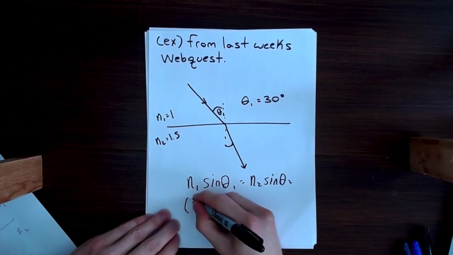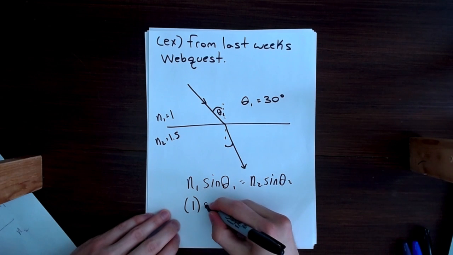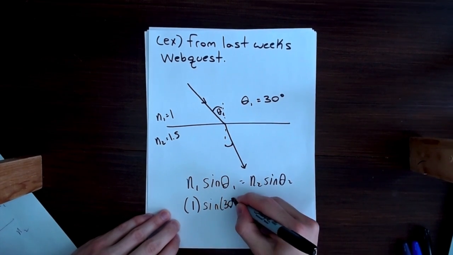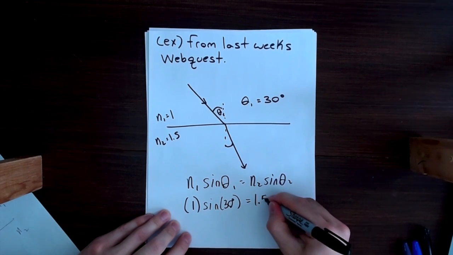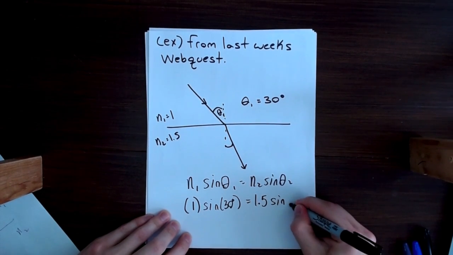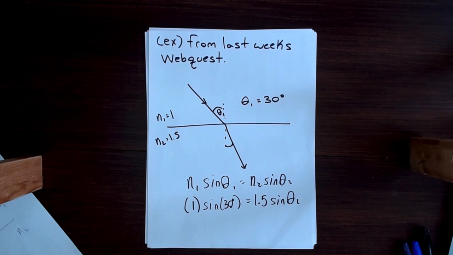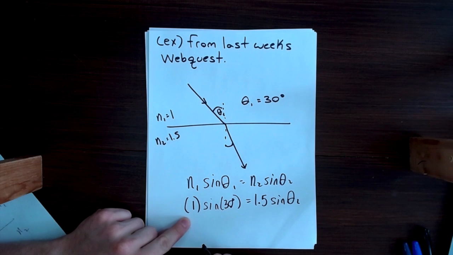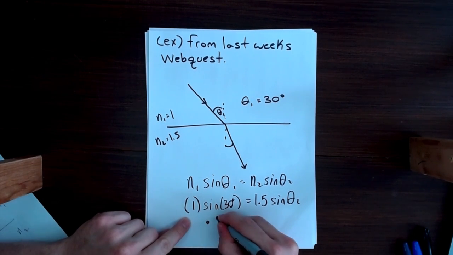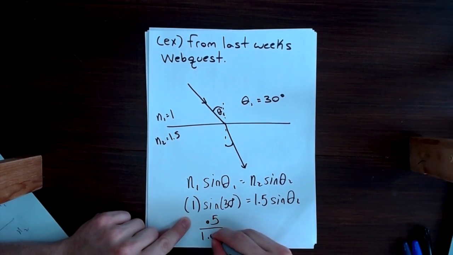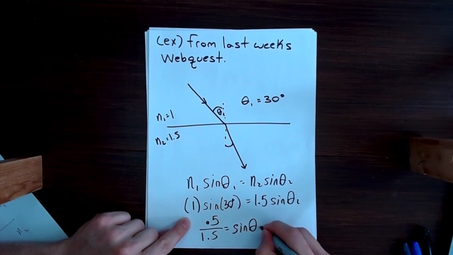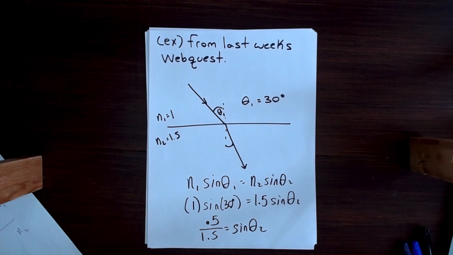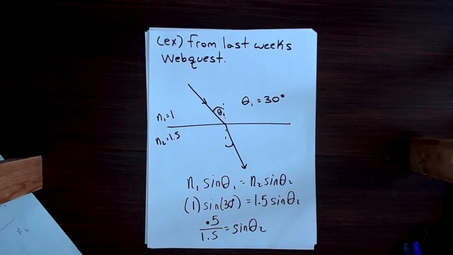This is going to be 1. I don't have to worry about units, which is nice. Sine of 30 degrees equals 1.5 times sine... well, I don't know theta 2, so why don't we go ahead and solve for that? So 1 times sine 30 is 0.5, right? So I have 0.5 over 1.5 equals sine of theta 2. I forgot to do this, so let me quickly calculate what that is.